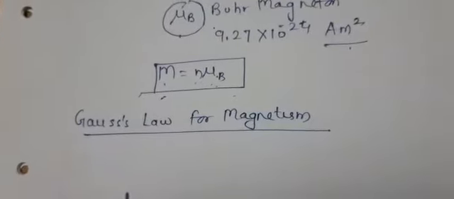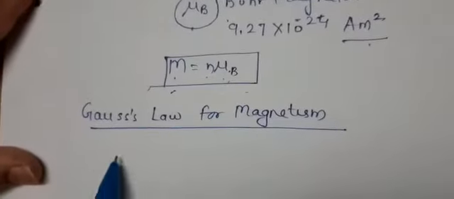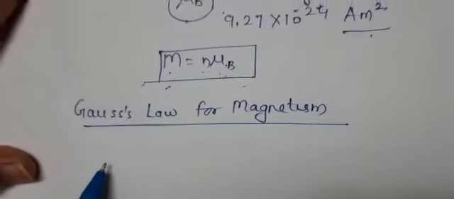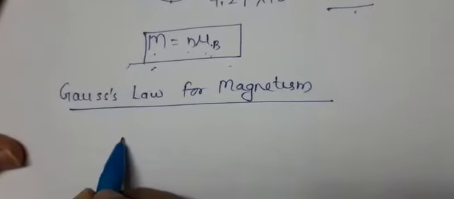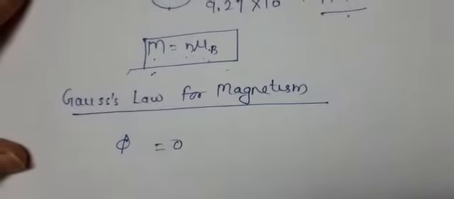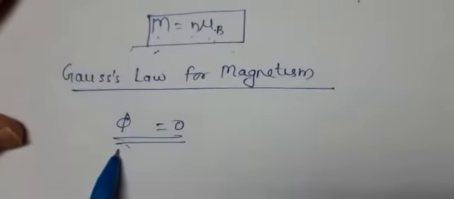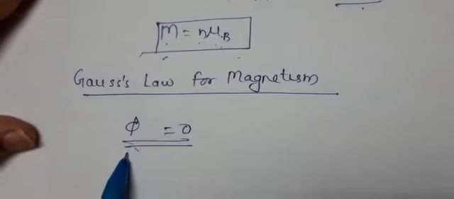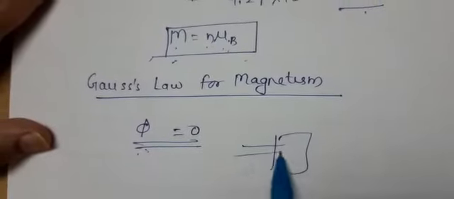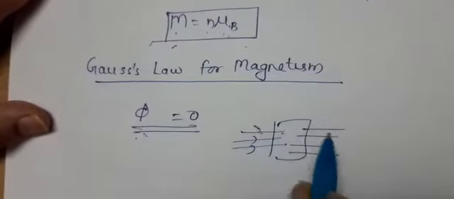Now after this, as we have discussed Gauss law in electrostatics, here we will study in brief Gauss law in magnetism. According to it, the net magnetic flux through any closed surface is always 0. What is the meaning? It means for any closed surface, the number of magnetic field lines leaving the surface is equal to the number of field lines entering it.